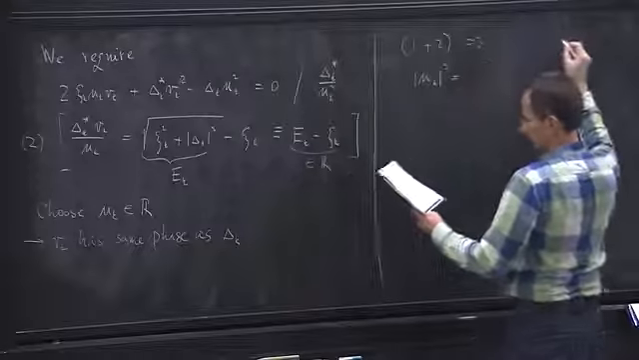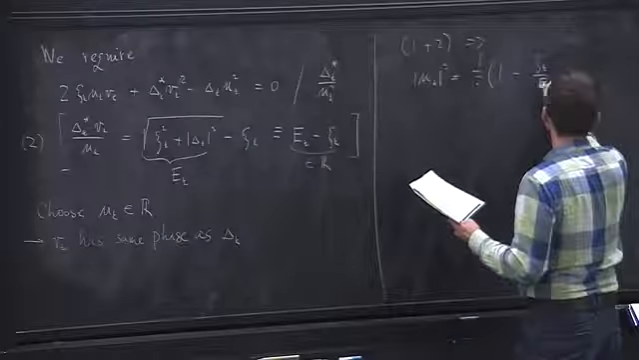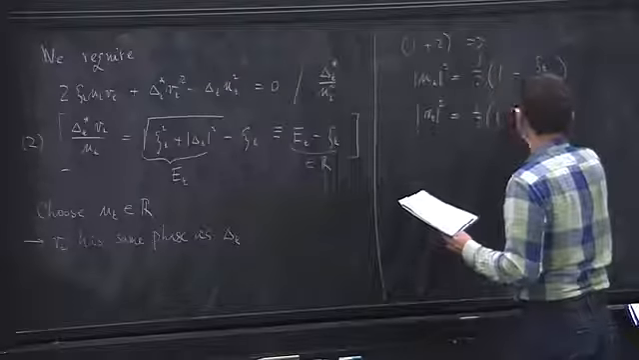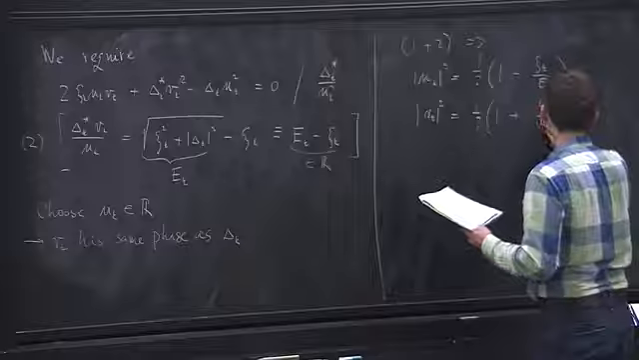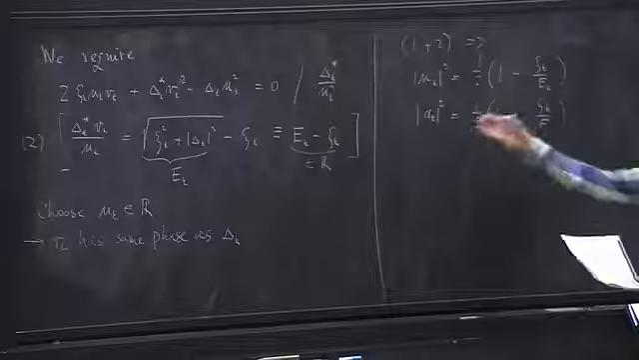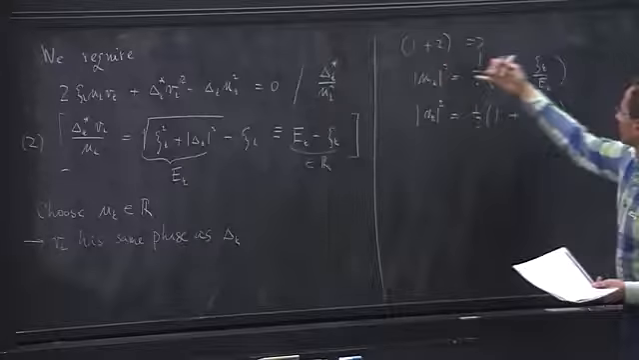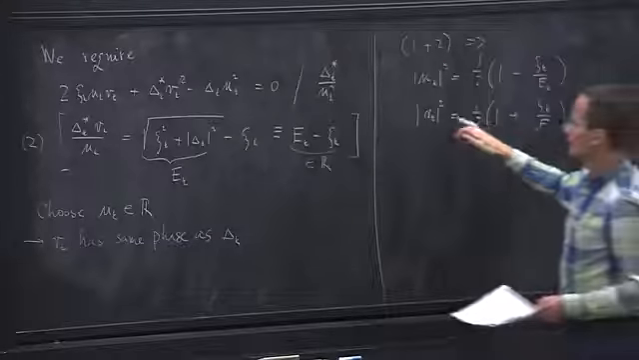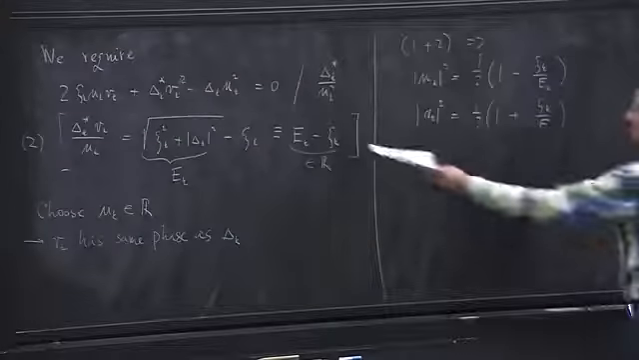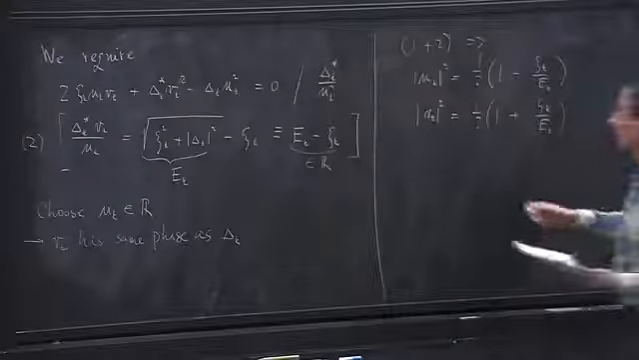u_k squared is 1/2 (1 minus psi_k over E_k), and similarly v_k squared is 1/2 (1 plus psi_k over E_k). And if you don't see right away that this is the solution, I invite you to plug this in and check. Indeed, you can trivially check that when you add them up, they add up to 1. That's easy to see, but also it's easy to see that when you substitute that into the left-hand side of the second equation, you get the right answer. So this is the same as BCS.